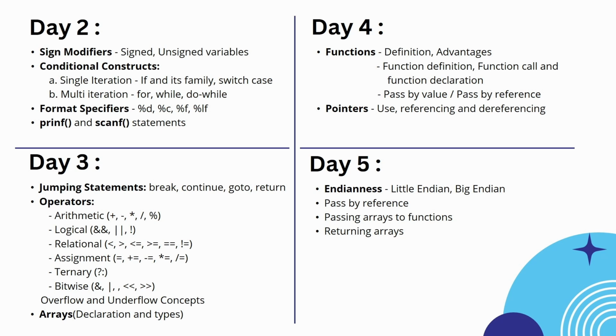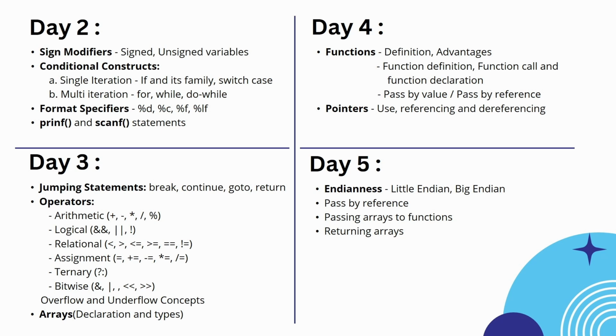Then in day 4, we learnt about functions, what is functions, its advantages. Then we learnt about the parts of the function, which include the function definition, the function call, and function declaration. Then we learnt about how to pass values to the functions, which can be divided into two types again: pass by value, wherein the values are passed, and pass by reference, where the address of the variable is passed. And then we learnt about pointers, about its uses, and the referencing and dereferencing concepts using pointers.